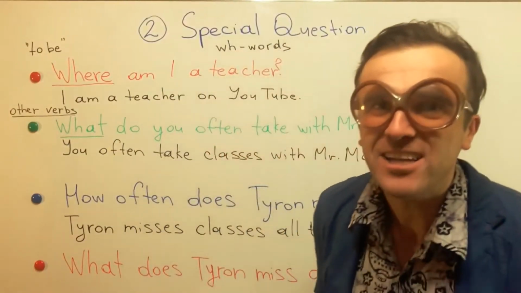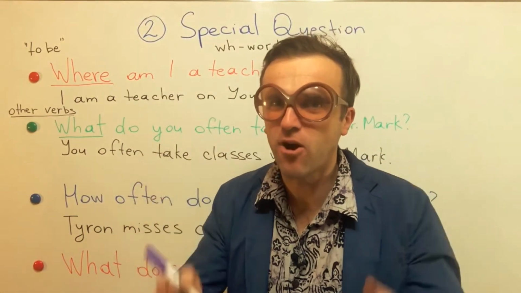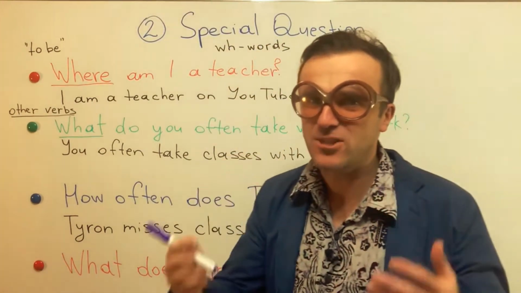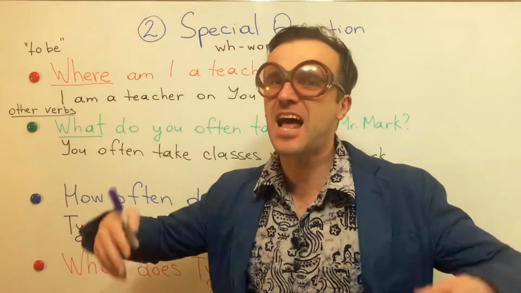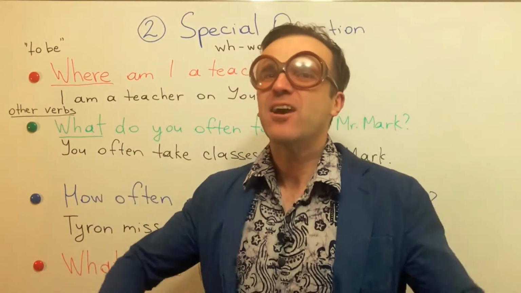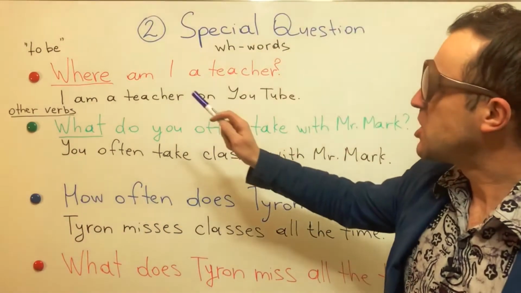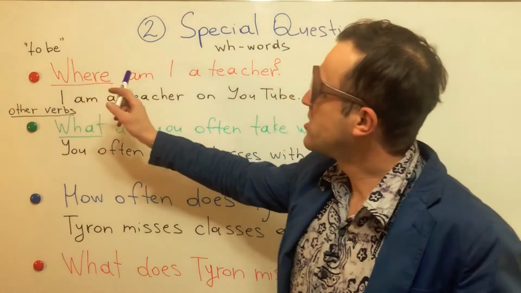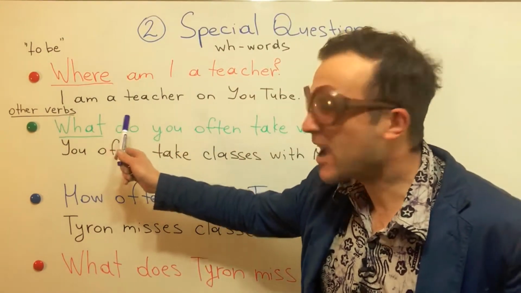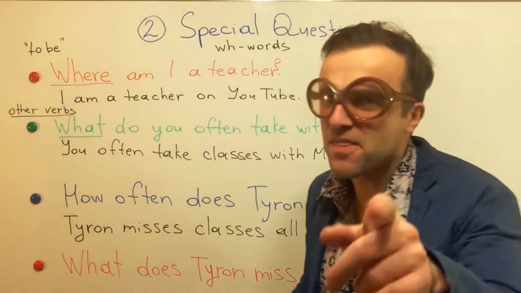Okay guys, now we'll talk about the special question. And this special question is formed by means of WH words. So-called WH words. For example, what, where, when, why, whose, how often. Okay? So, let's talk about the question with the verb to be. Do you remember that question or not? I am a teacher on YouTube. Do you remember that sentence?